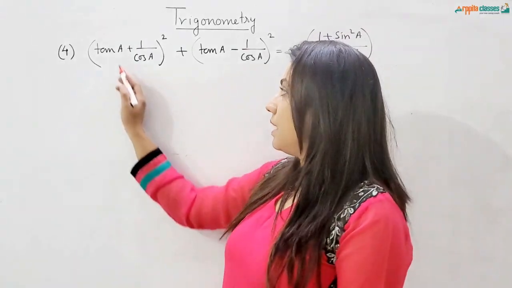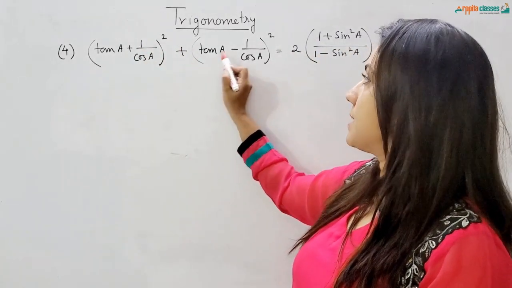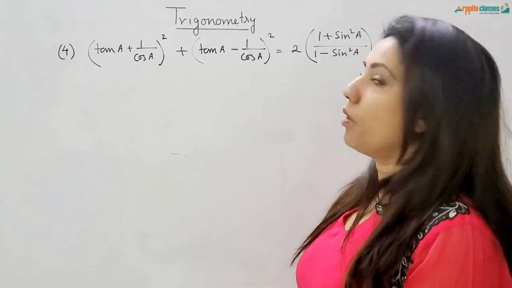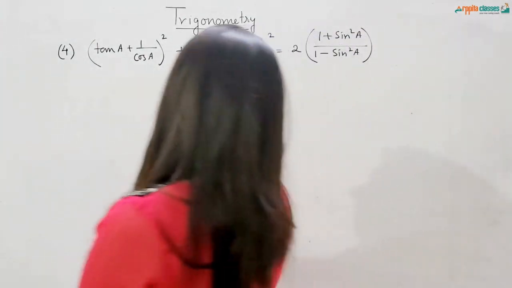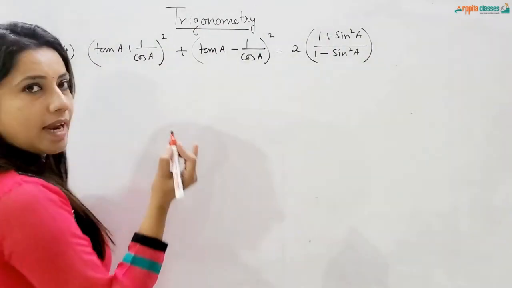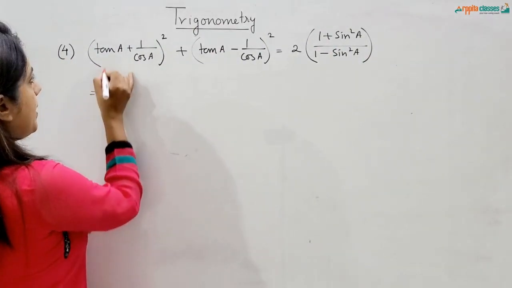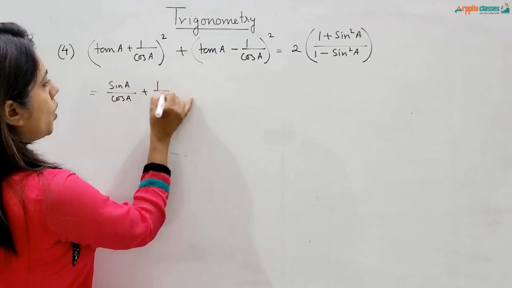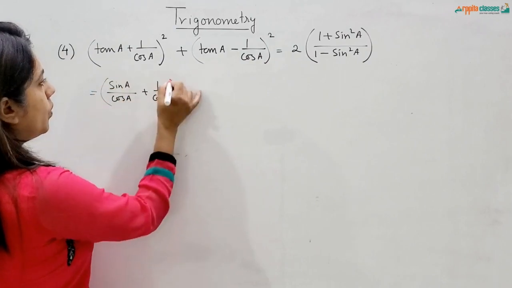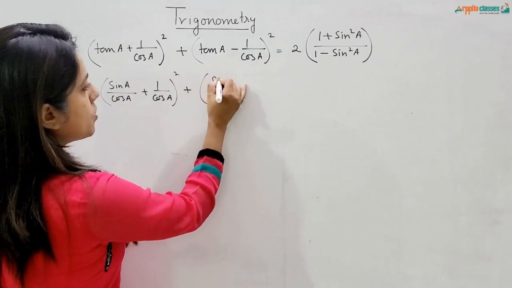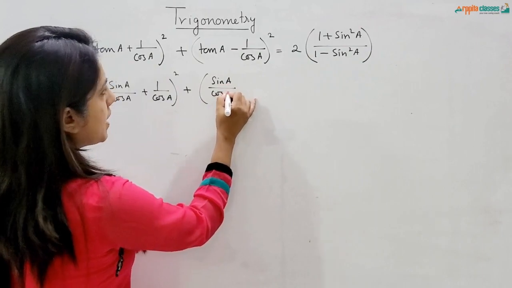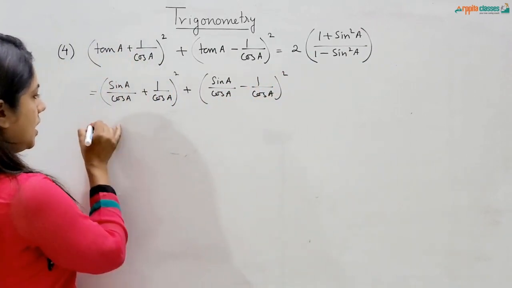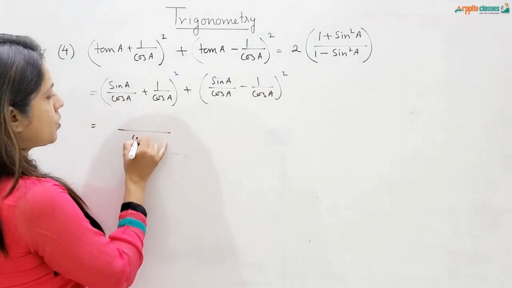The next sum is (tan a plus 1 upon cos a) whole square plus (tan a minus 1 upon cos a) whole square is equal to 2 into (1 plus sin square a) upon (1 minus sin square a). We can split tan a into sin upon cos and do it. So in place of tan a I am writing sin a upon cos a plus 1 upon cos a the whole square plus this is also sin a upon cos a minus 1 upon cos a the whole square. Now take LCM. Here the LCM is cos a.